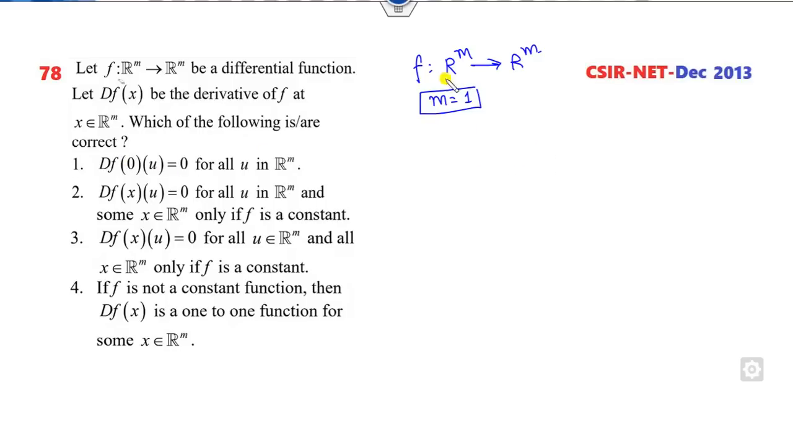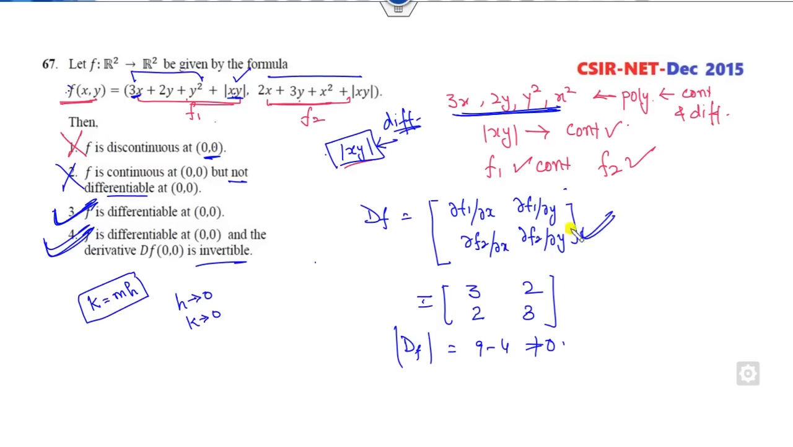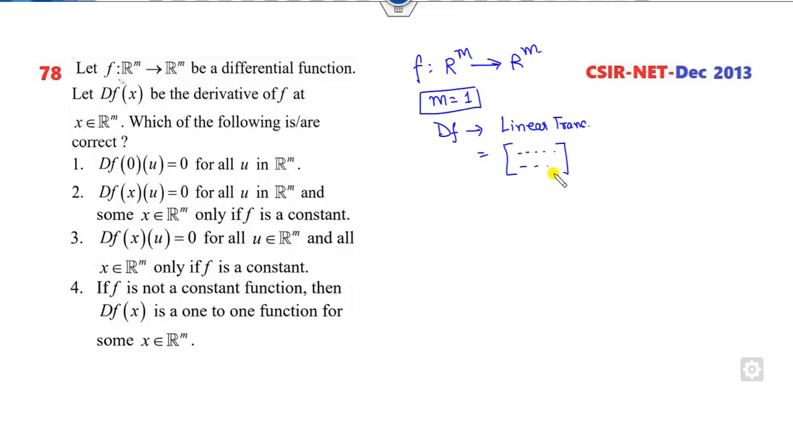D of f. Whenever you have a mapping, what is the D of f? It will always be a linear transformation, like this matrix. Whatever the function, you can write it like this as my df. Now, is D of f equal to 0 always? Is it 0 for all u? It is not true. If I simply take the matrix 1 1 0 1, which makes x plus y and y. Fine.